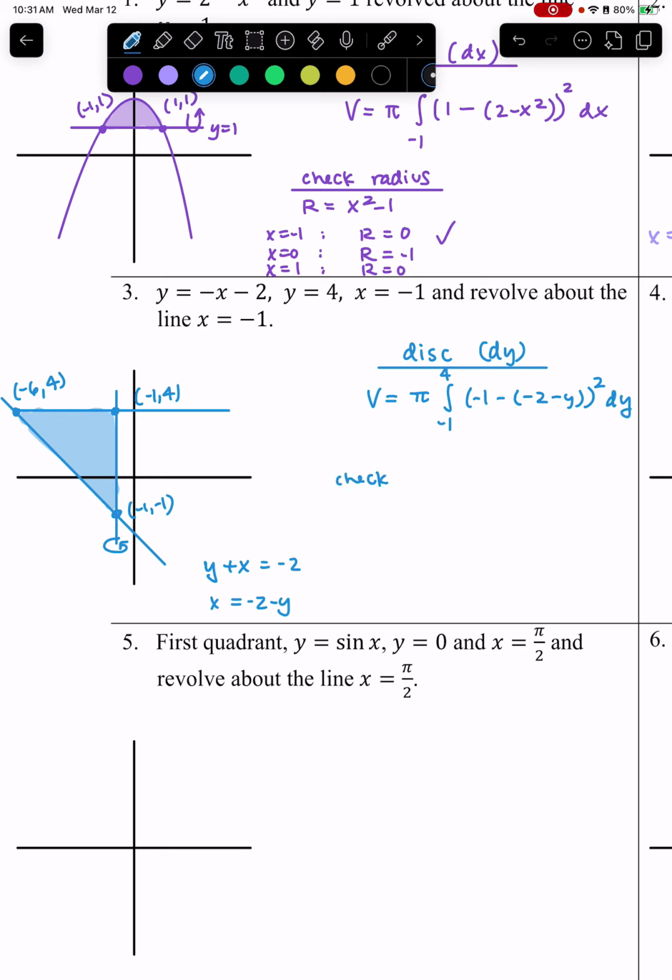And then again, let's do a little check on the radius function to make sure it works out. If we simplify this, this becomes negative 1 plus 2, which is 1. And then we've got plus y for the radius. All right, and we're starting at y equals negative 1. And yeah, our radius should be 0. So at y equals negative 1, our radius does indeed equal 0. And then when we get all the way up to 4, we get a radius of 5, which also checks out because we're going from negative 1 to negative 6. So that radius should be 5. All right.